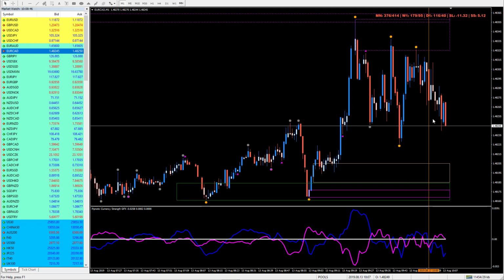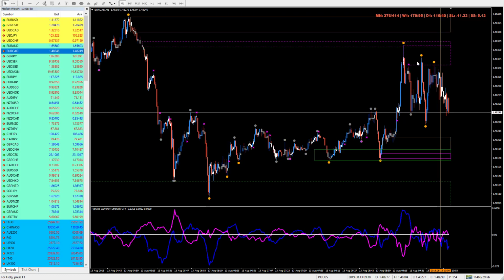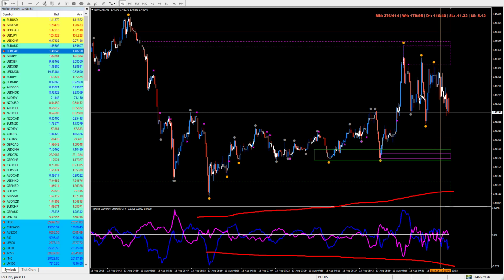What I wanted to do was, I could see that the Euro Canadian dollar was selling off, which I could see here in the currency strength. So it looked like this. We had Canadian dollar, which was going up, and the euro that was going down. And I looked at this little price nodule just here.